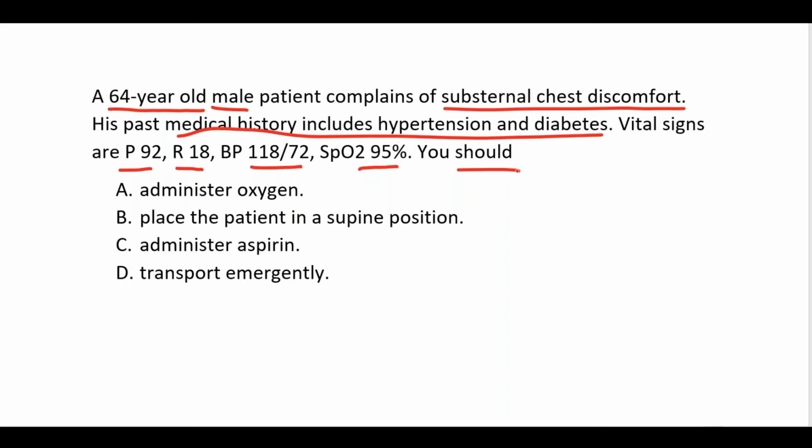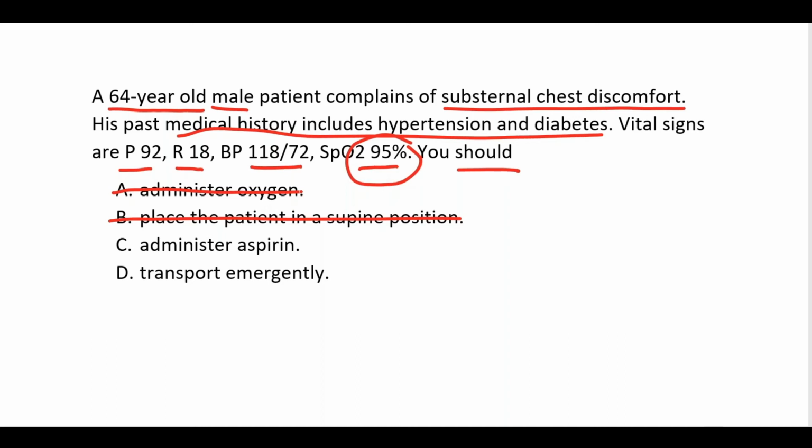A patient who has substernal chest discomfort, he's going to go into a position of comfort. And I don't think he really wants to be in a supine position. He may or may not have fluid in his lungs. He may or may not have difficulty breathing, right? There's no indication of difficulty breathing in here. So because of that and the saturation at 95%, I'm not sure I'm going to give him oxygen. It doesn't really say he's in any distress of any kind, except for his substernal chest discomfort.